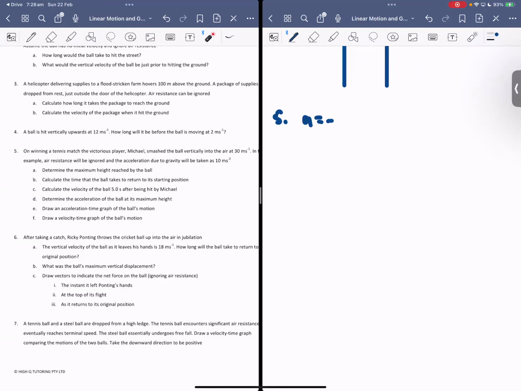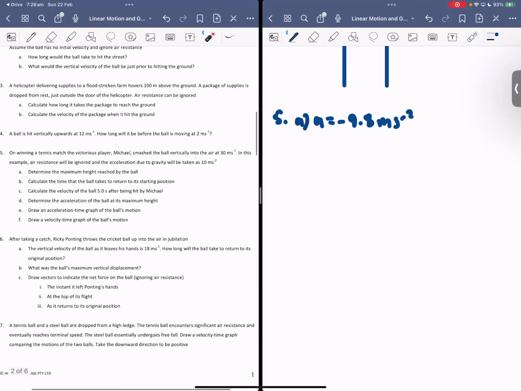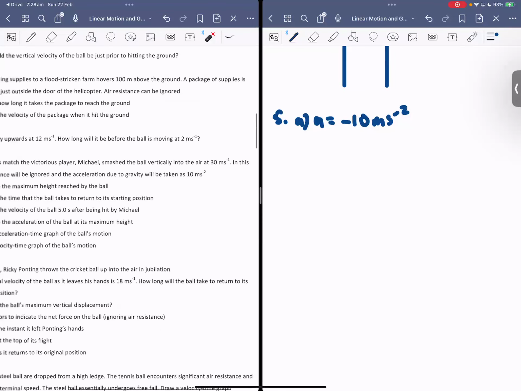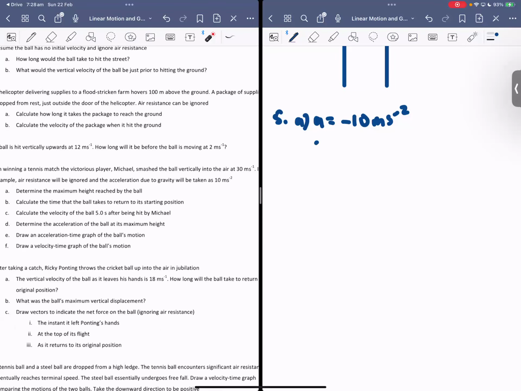Acceleration, negative 9.8. What else? Oh, sorry, you're right. Thanks, guys. It says take gravity as 10. So if it says that, just make it 10. It makes the math easier as well. Acceleration is minus 10 because the question says so. What else? Initial velocity of the ball, 30.